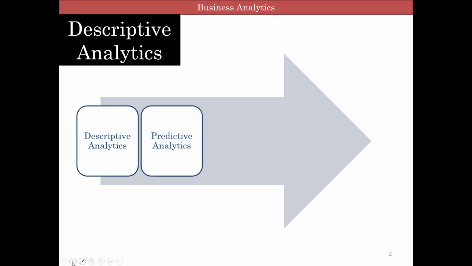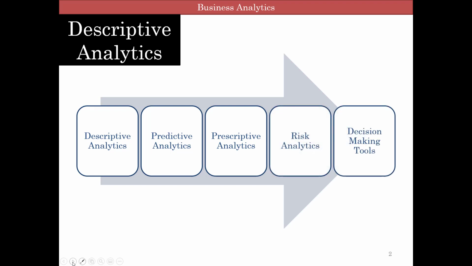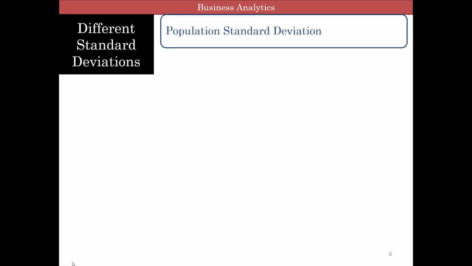In this section, we are still in Descriptive Analytics, and what we're going to discuss in this video is sampling and how we're going to calculate probabilities when you have sampling. So we are right here in Descriptive Analytics, and a lot of the stuff we are discussing here will be used in predictive and risk analytics. So let's talk about standard deviation.